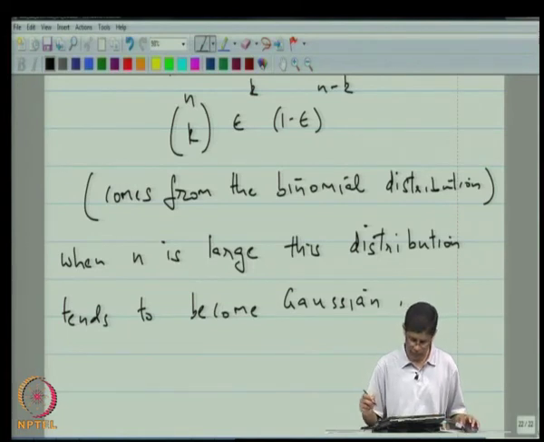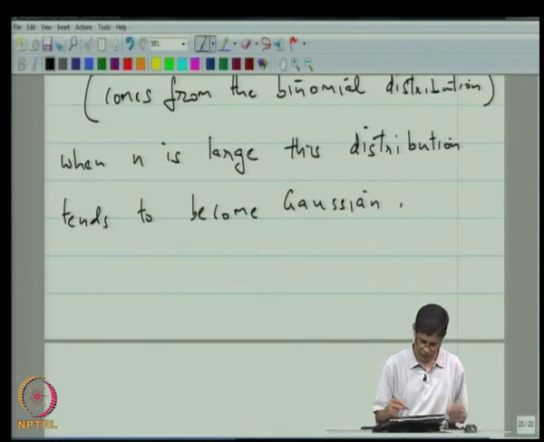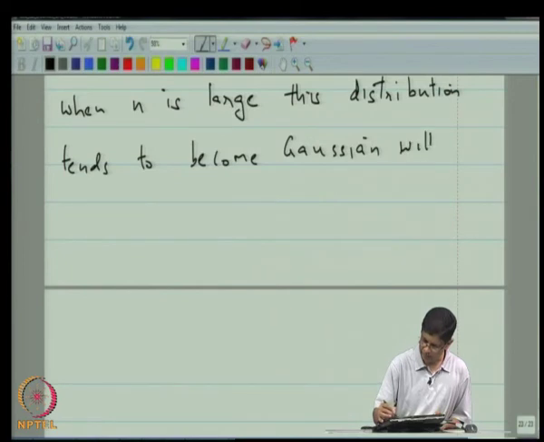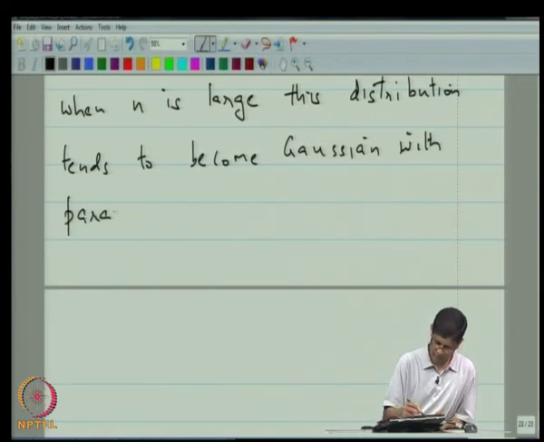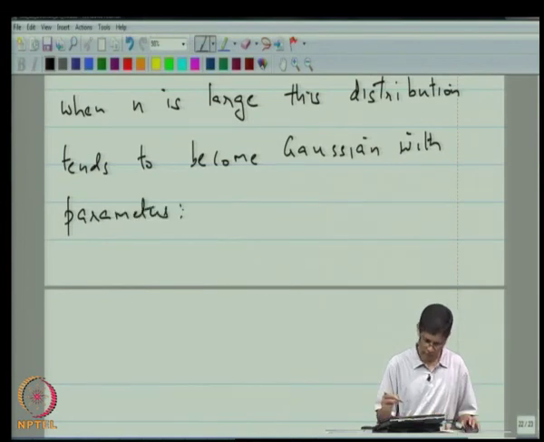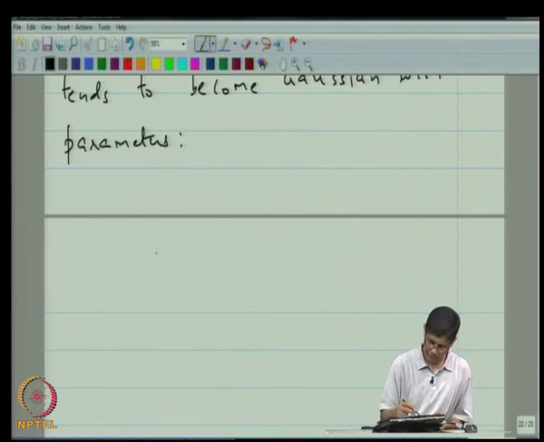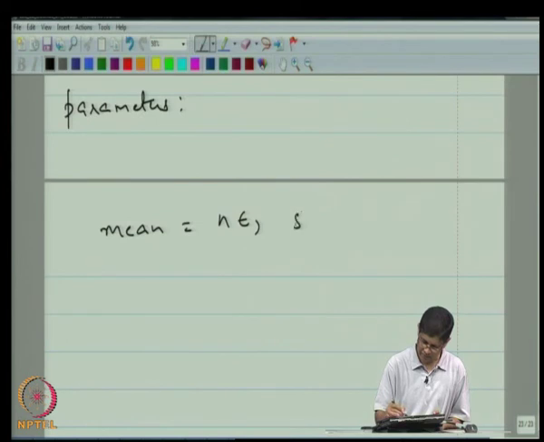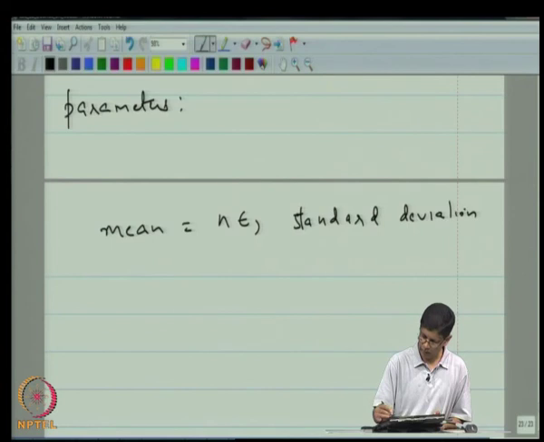And Gaussian with parameters, so let us add that here, with parameters mean equals n times epsilon, and the standard deviation which is equal to the root of n epsilon (1 minus epsilon).